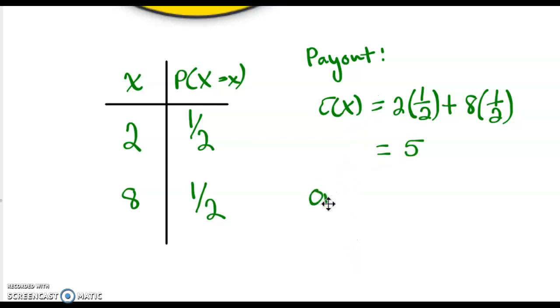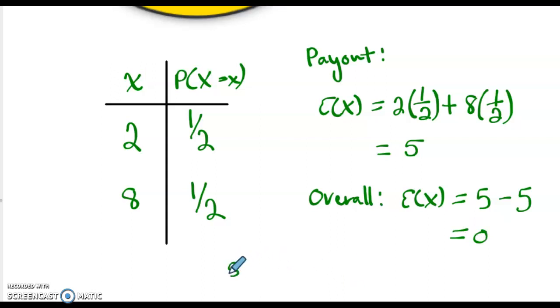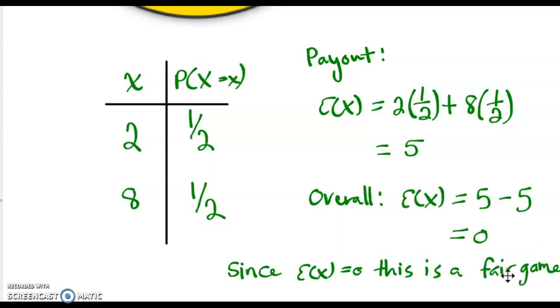And what that means is that overall, the expected value is going to be a payout of €5 minus the €5 it takes to play. So our overall expected value is 0. And since E of x equals 0, this is a fair game. Because whenever the expected value is 0, that means we have a fair game.